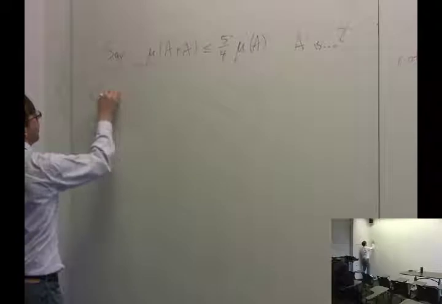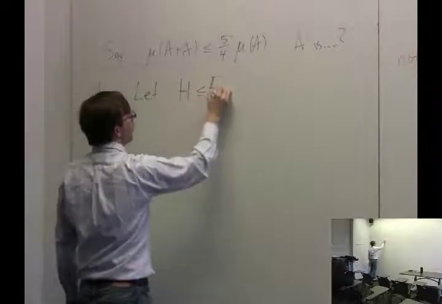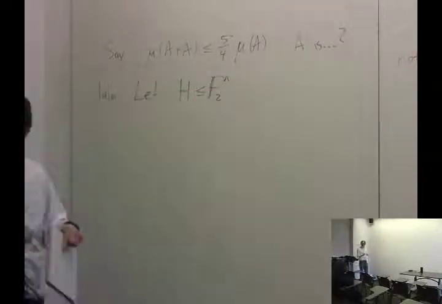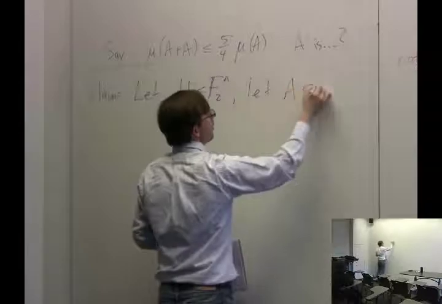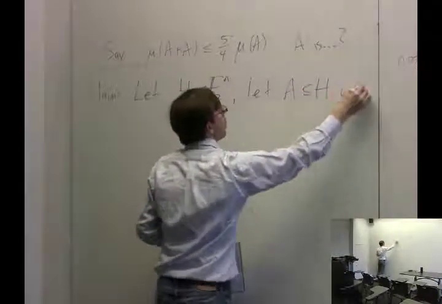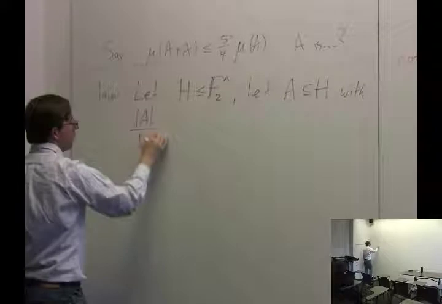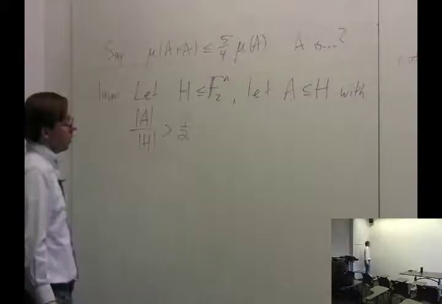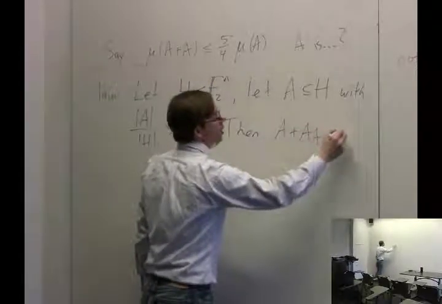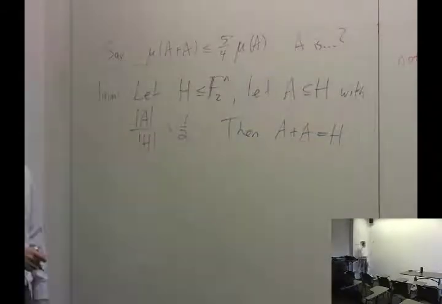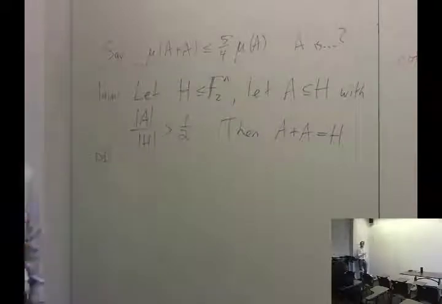So here's a little claim, which I'll use later. Let H be a subspace of F2 to the n. In our old-fashioned terminology, it's like an AND of parities. And let A be any subset of H with relative density at least a half. So A sits inside H, and let's say its relative density inside H is strictly bigger than a half. The claim is that A plus A equals H. This is an easy claim, and I'll explain why in a second. It has something to do with this question. The proof is a very simple pigeonhole principle argument.